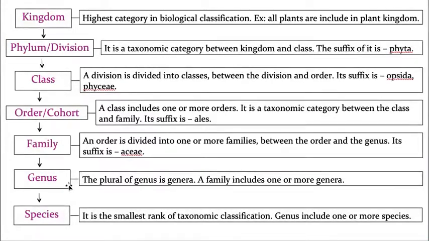Now the next one is genus. If you are calling many genus, then you have to call it genera. Families include many genera. Whereas below genus, you can say the last taxonomic category is called species, the smallest taxonomic category, which may include one species or many species.